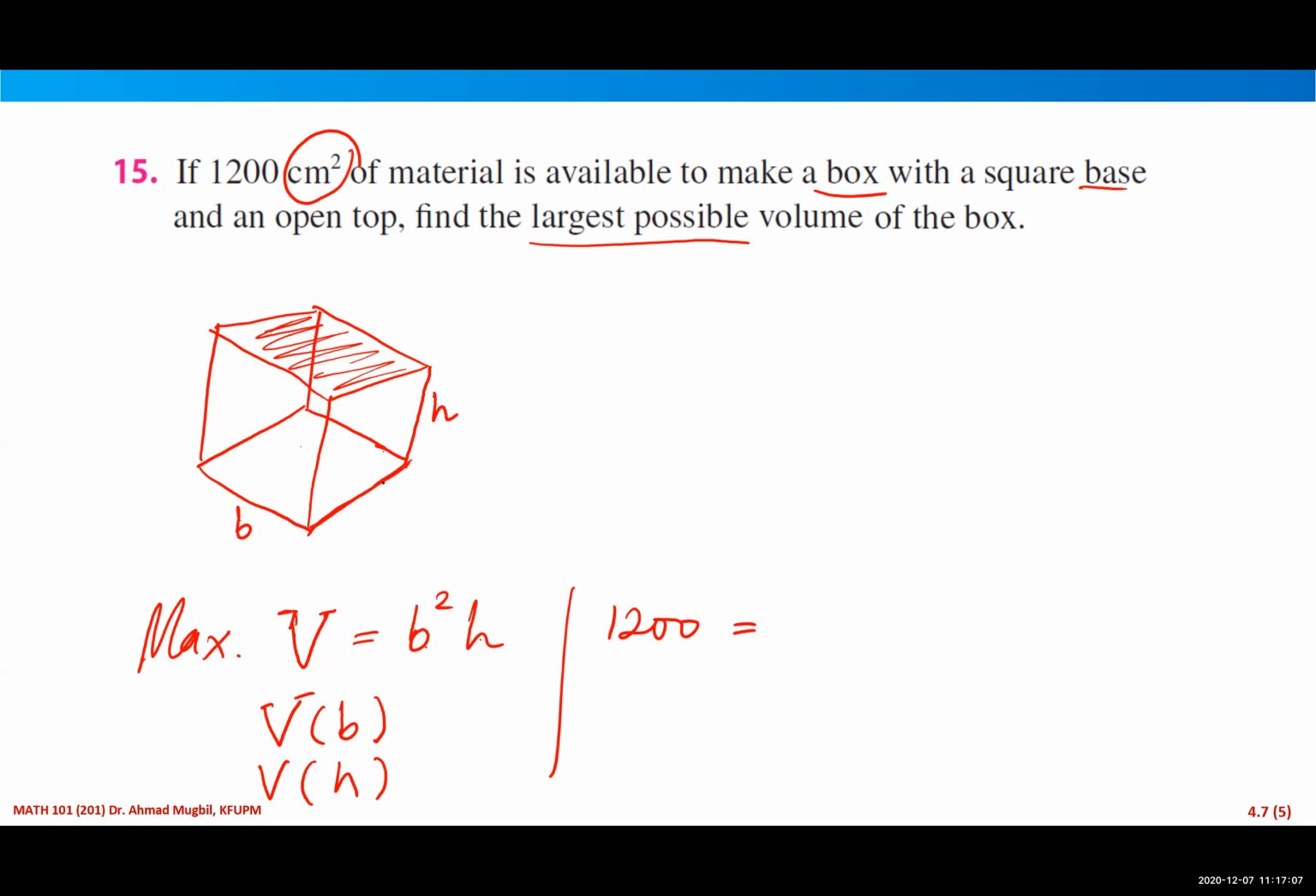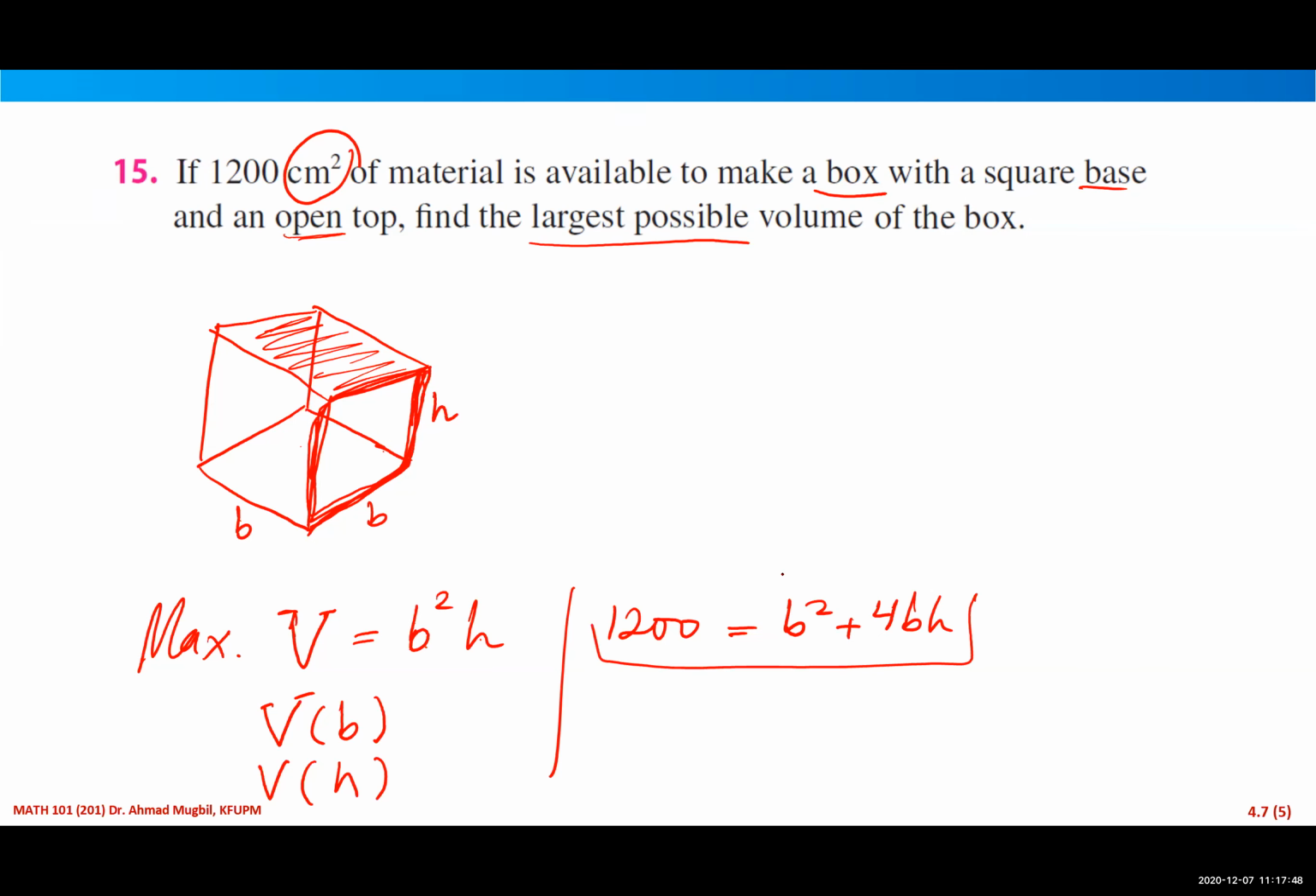So let's look at the base now. For the base, we have what? B squared. Am I right? The area of the base. But if we had the top, if it were closed, we would have 2b squared, but it is 1. Now for the other sides, what will be the area of this side? It will be bh, one side. I'm talking about this side only, it is bh. But how many sides do we have? 1, 2, 3, 4. It will be multiplied by 4.